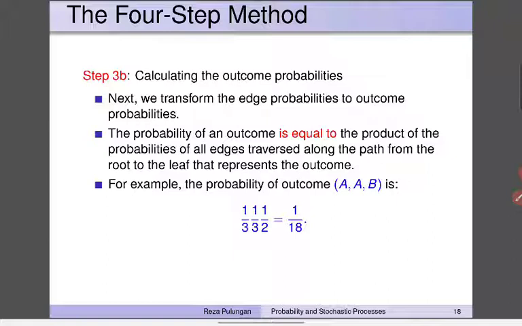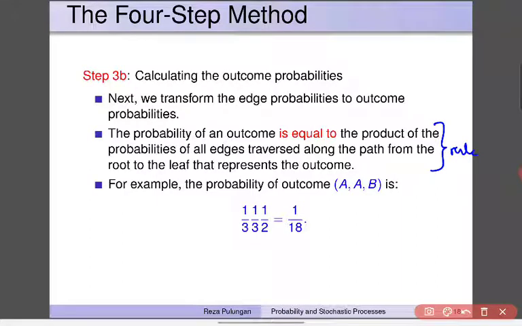Now once we have this, we assign the probability to each edge. The next sub-step is calculating the outcome probabilities. Next, we transform the edge probabilities to outcome probability, and we are going to use one rule for this. The probability of an outcome is equal to the product of the probabilities of all edges traversed along the path from the root to the leaf that represents the outcome. This is a rule that you have to remember.